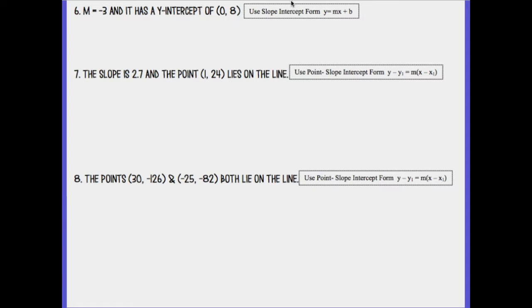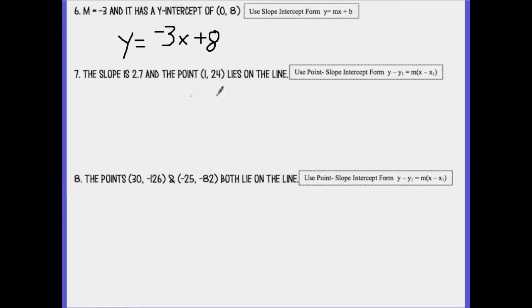Looking at our next one, writing in the slope-intercept form. So if they give us slope, we need to replace m with that. And it has the y-intercept of (0, 8). So we need to remember that that's going to be plus 8 then. That's it for number 6.